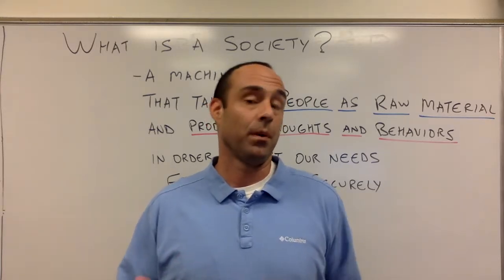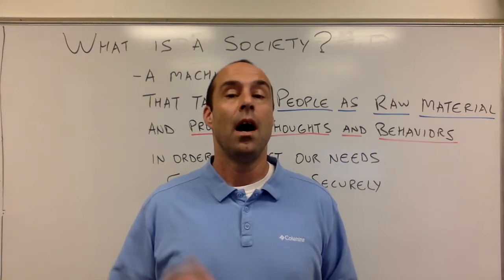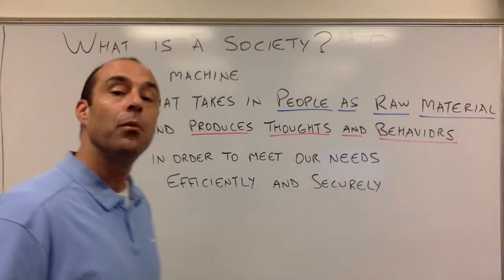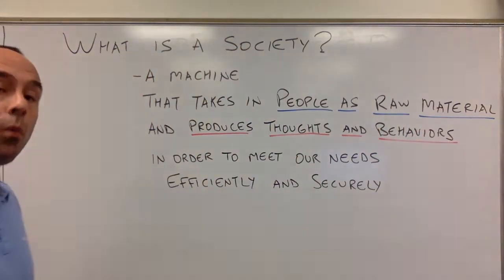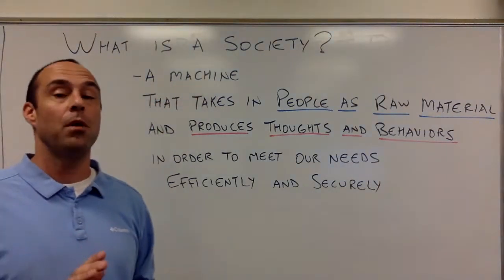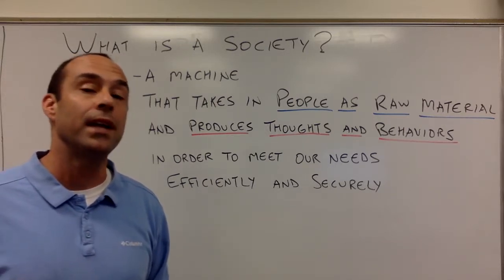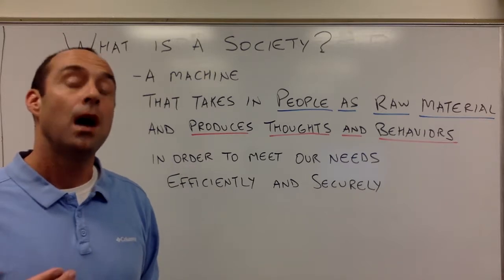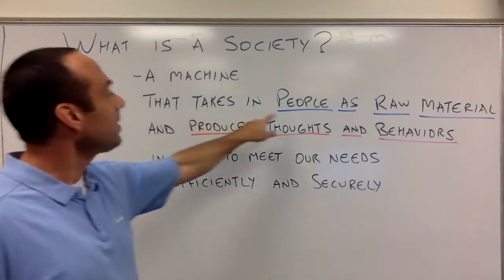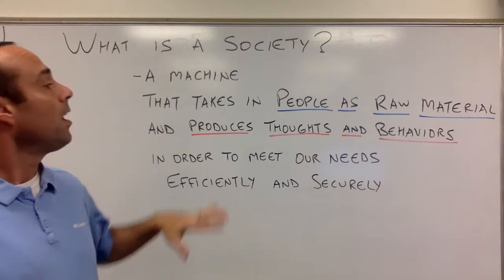So what we need to do, and where we're going to be spending the rest of the class, is on the issue of society. I'm going to cut straight to the chase and show you the definition that we're going to use for society. What is a society? It is a machine. We'll stop right there for just a moment. Society is a machine in the sense that it is something that is built, it's created, and it is a tool for a specific reason. It's a machine that takes in people as a raw material and produces thoughts and behaviors.